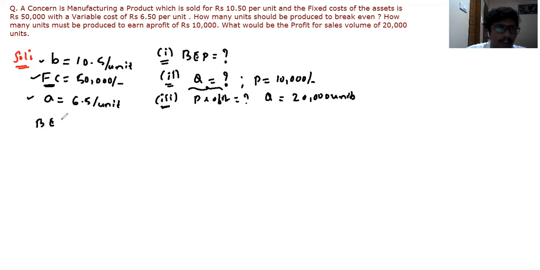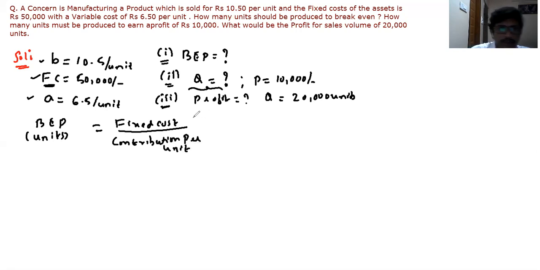So break even point, we know that in terms of quantity is given by fixed cost divided by contribution per unit. So it is equal to fixed cost, which is the cost of infrastructural facilities, or you can say that fixed cost is the cost of input material or the cost of input labor, right? It is taken as 50,000 divided by contribution per unit.